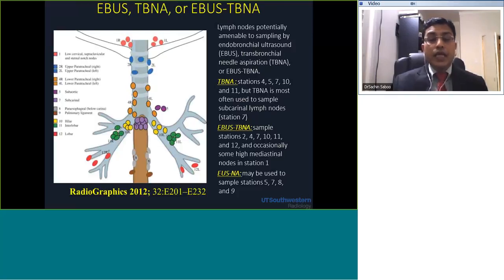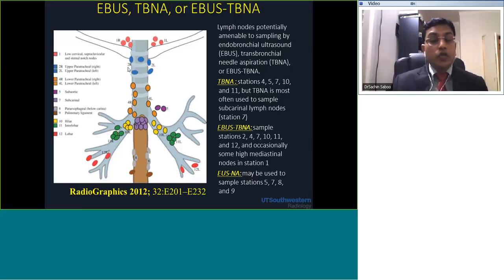And this slide shows from the literature what nodes can be accessed through which procedure for sampling. For example, transbronchial needle aspiration without endobronchial ultrasound guidance can approach station 4, station 5, 7, and 10 lymph nodes. 10 is the hilar node, as well as the 11, which is the interlobar region. Whereas endobronchial ultrasound transbronchial needle aspiration can go up to station 12 nodes, which are more peripheral, and also upper paratracheal nodes, which are station 2 lymph nodes.